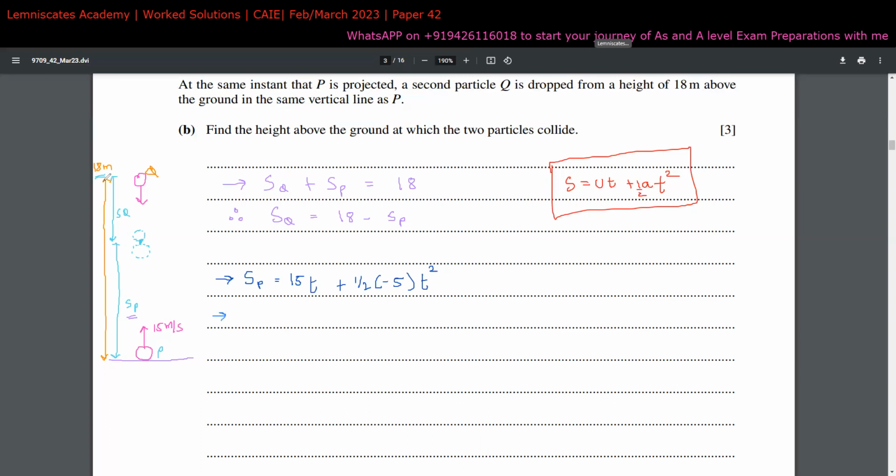Now remember that this distance is traveling in the opposite direction. So it will be minus of SQ. So minus SQ, where SQ is 18 minus SP, is equal to, because it was dropped. So whenever we say it was dropped, it means the initial speed was 0. So it will be 0t plus half a t square. Remember that whenever we are considering the y motion, I'll always choose the acceleration because of gravity as minus 10.